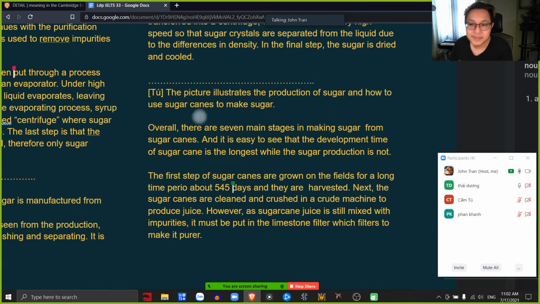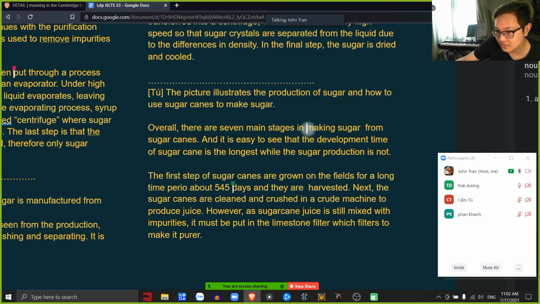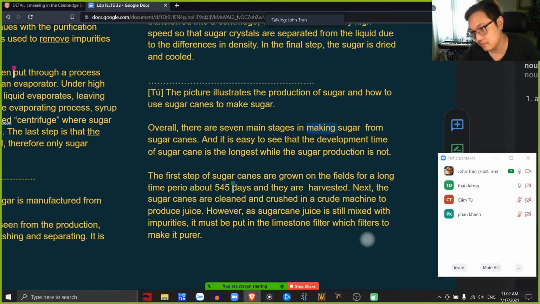Okay, now, Miss 2. The picture illustrates the production of sugar and how to use sugar canes to make sugar. Okay. Và làm thế nào để dùng sugar cane để tạo ra đường? Okay, look at what's going on here. Đó, nhìn vào cái vấn đề với cái bức in kìa. Look at the problem with the verb ing form in there.